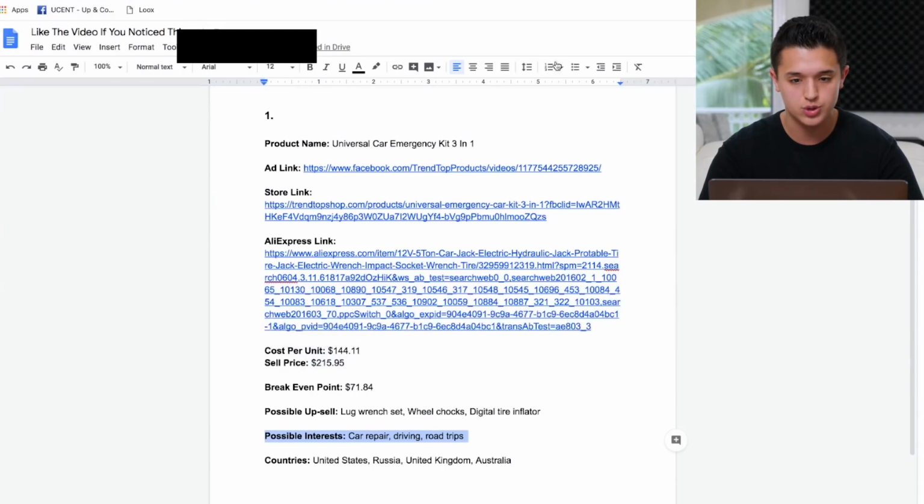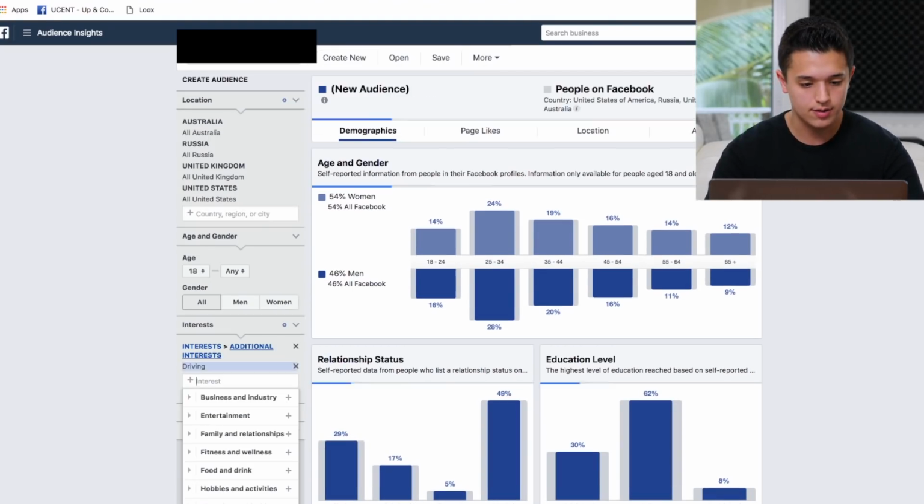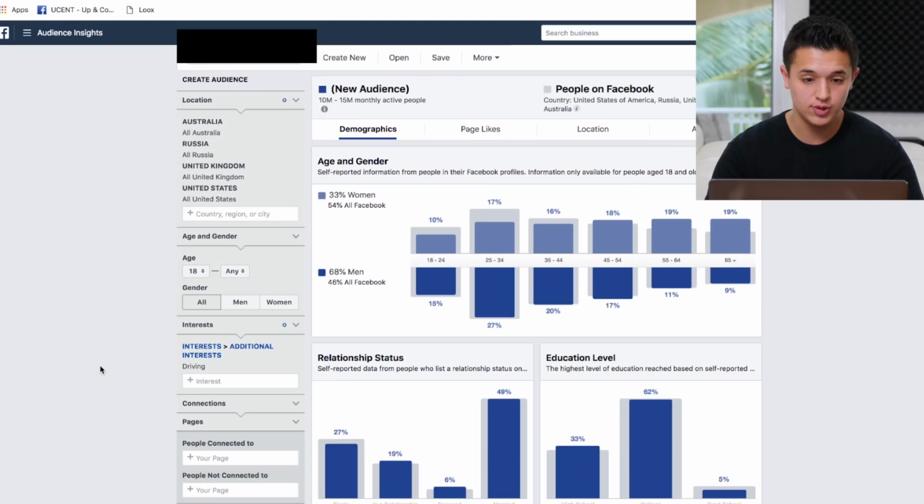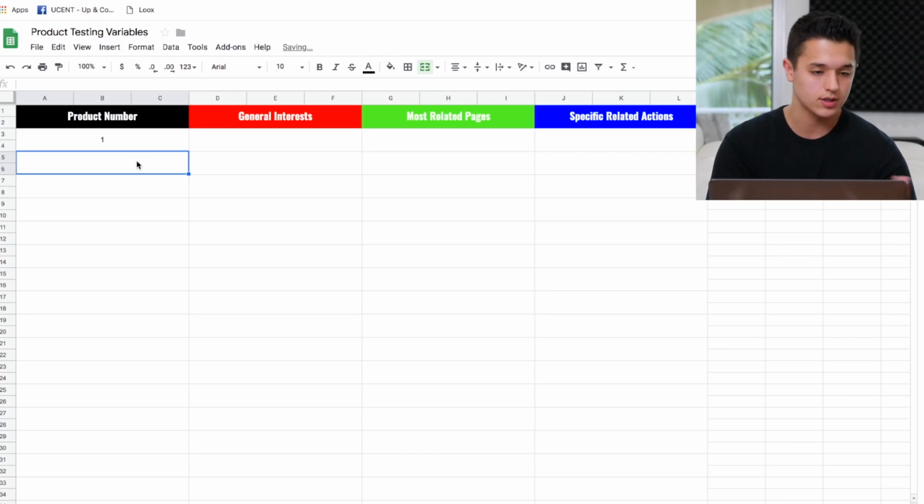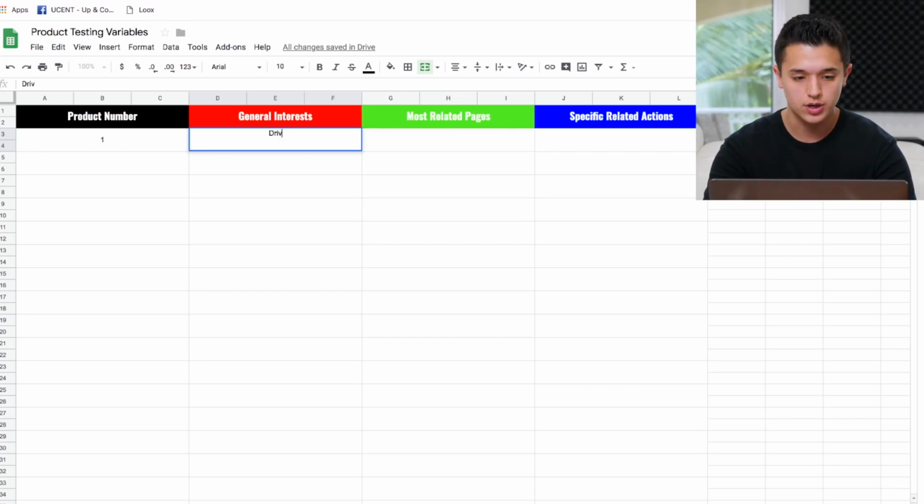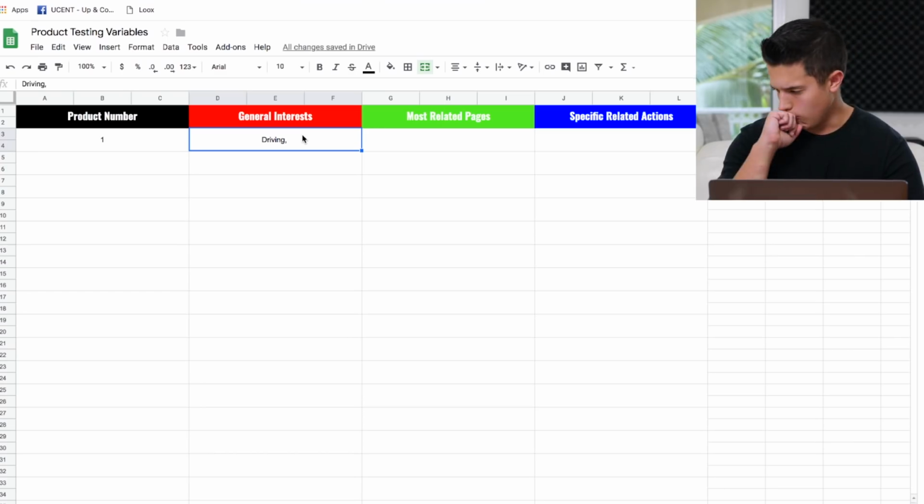And what was the next one? Driving. This one should be pretty big. Driving. All right, 10 to 15 million monthly active people, okay? So I would consider that a broad general interest. What I'll do, I'll put the product number. So the first product we have is just number 1, okay? It's the inflator emergency car kit. And the general interest, the first one we're gonna put is just driving, okay? That's 10 to 15 million right there.